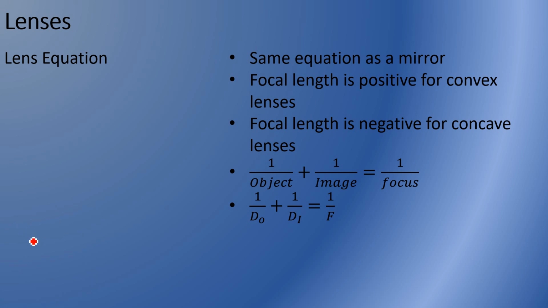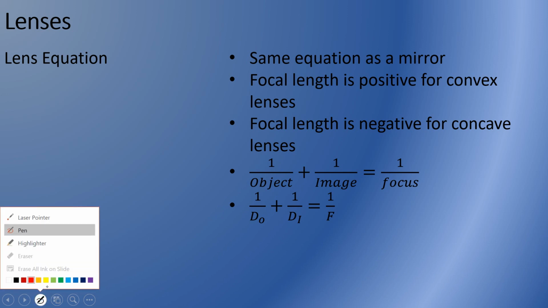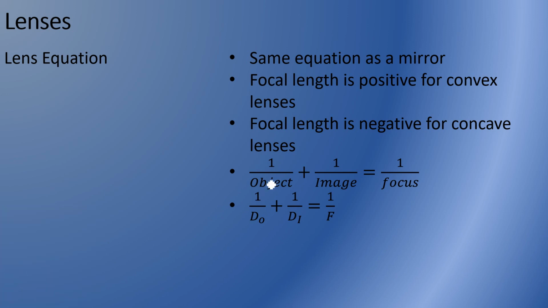So like with mirrors, with lenses, we want to be able to predict where the image of an object put in front of a lens would appear. So the formula is actually the same as the mirror formula. 1 over the object plus 1 over the image equals 1 over the focus.